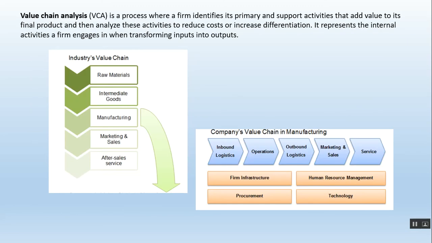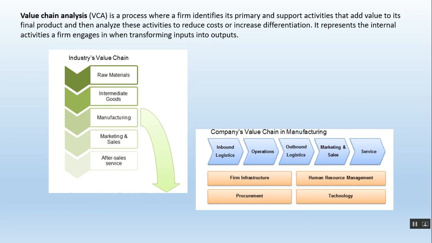Then there's value chain analysis. This is a process where a firm identifies its primary and support activities that add the most value to the final product, and then analyzes these activities to reduce costs or increase differentiation. Basically, VCA represents the internal activities a firm engages in when transforming inputs into outputs.